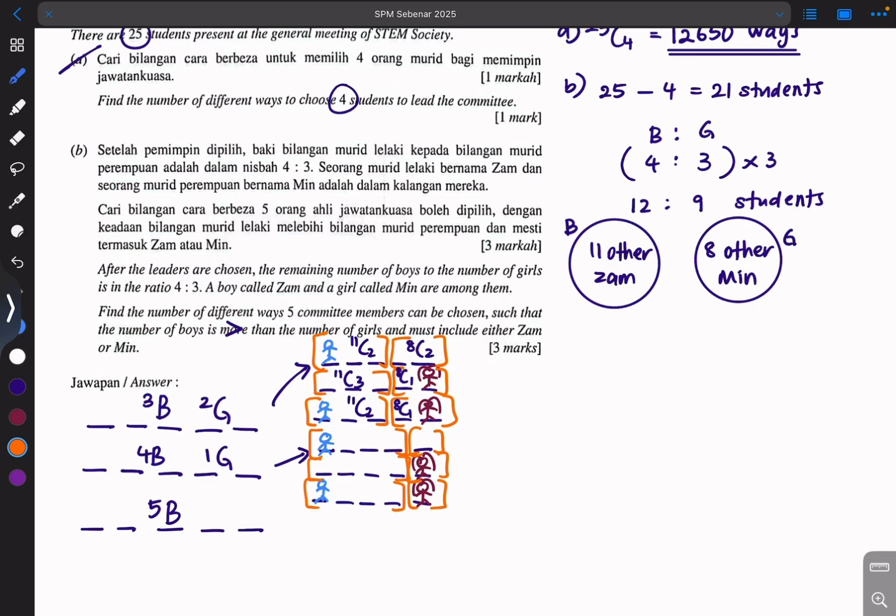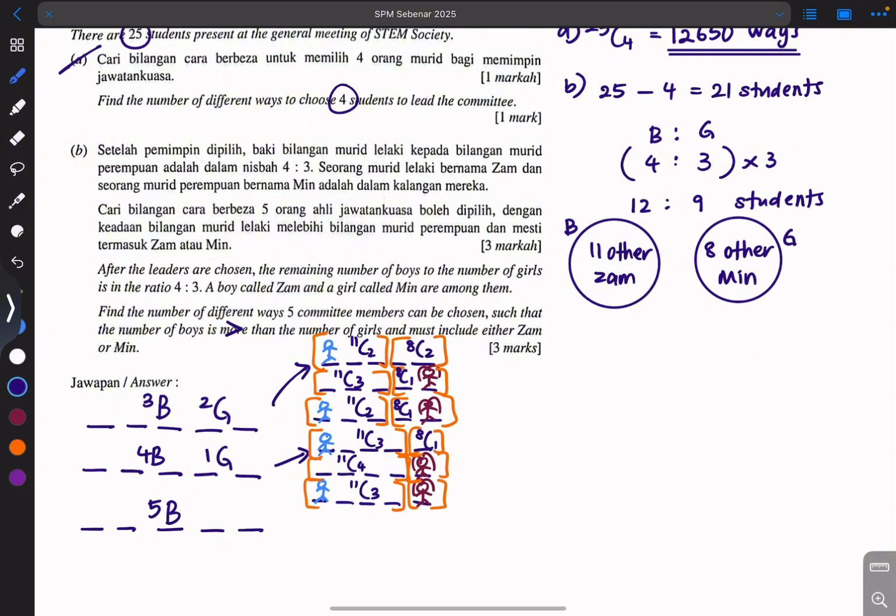Okay. So the first one, we need to choose 3 boys out of 11. So 11C3. And out of 8 girls, we choose 1. Here, we have 4 seats for the boys. So out of 11, we choose 4. The last one would be 11C3.